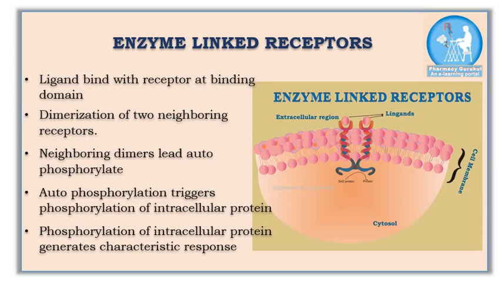Phosphorylation means adding a phosphate molecule, for example converting ADP to ATP. And this phenomenon, the autophosphorylation, triggers phosphorylation of intracellular proteins, which changes the shape of the protein, which is also called conformational change. And this rapid phosphorylation generates the response.